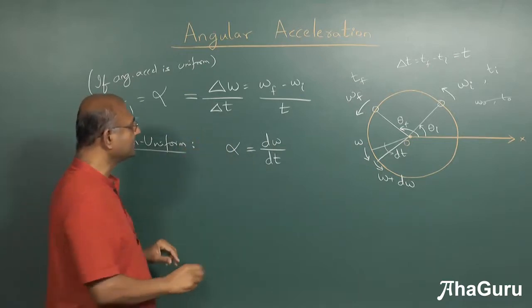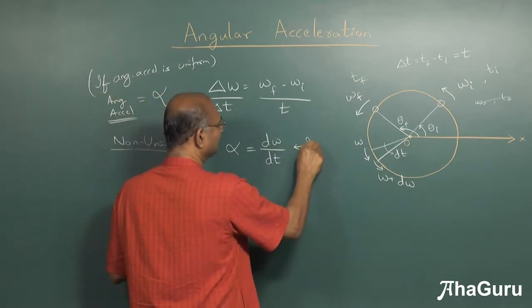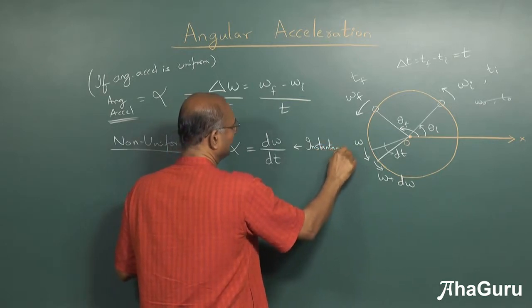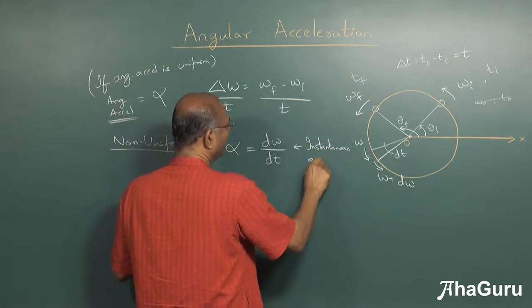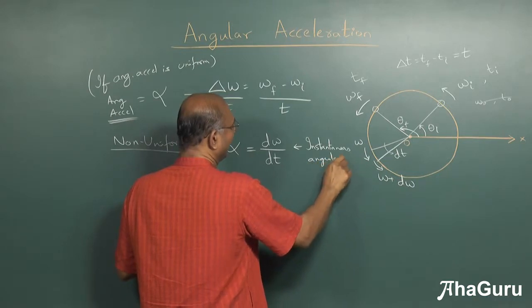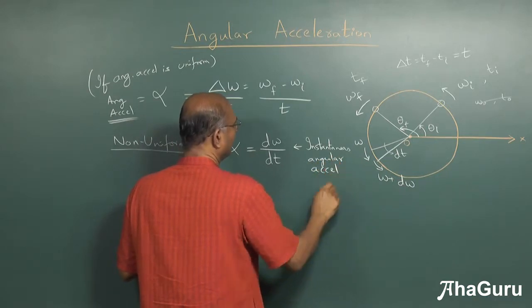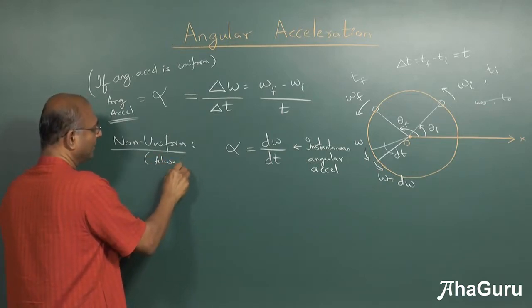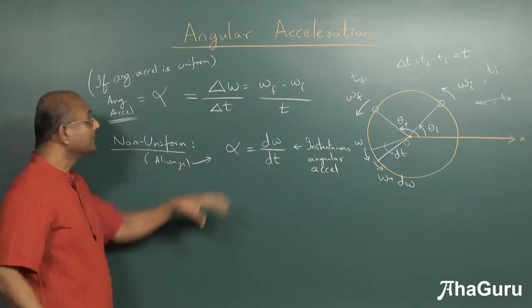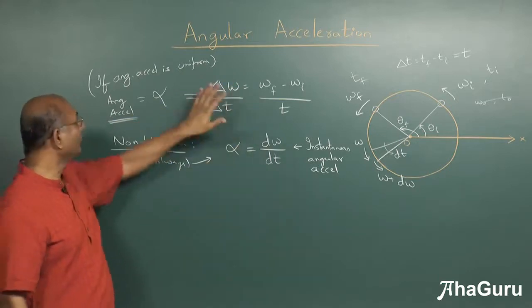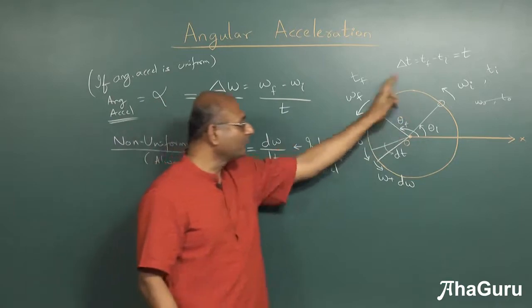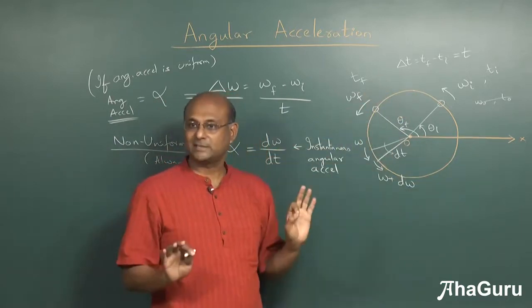So we call this instantaneous angular acceleration. Now this is always valid. This is not always valid. This is only valid if the angular acceleration is uniform, that is, as I was moving around, the acceleration does not change.